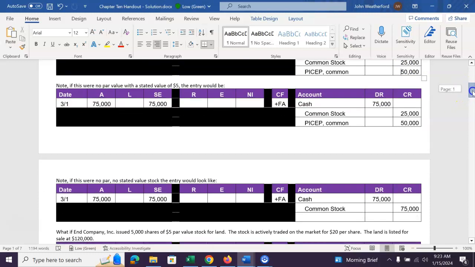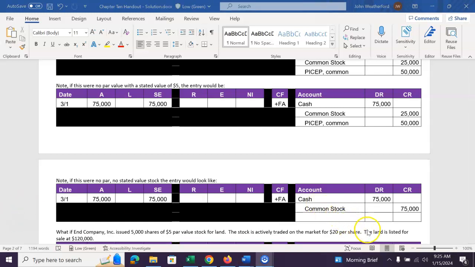Okay, next we got what if N Company Incorporated issued 5,000 shares of $5 par stock for land? The stock is actively traded on the market at $20 per share, and the land is listed for sale at $120,000. Okay, first off, what's happening here? They're just trading some shares of stock, issuing new shares of stock, to an individual or another company in exchange for some real property, land, right?